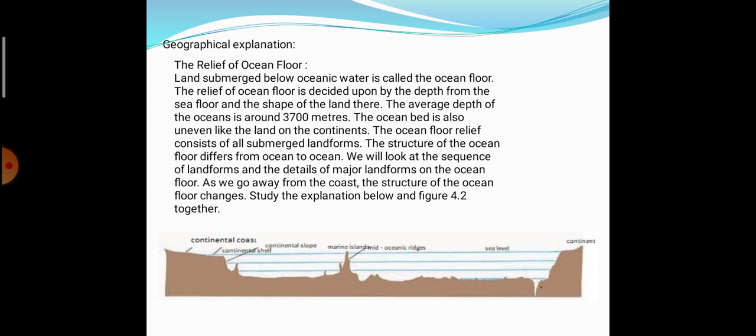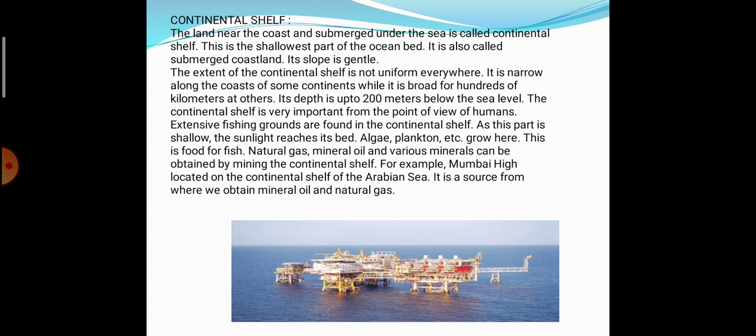So basically the landforms we are going to study in the ocean relief are the continental shelf, continental slope, marine island, mid-oceanic ridges, and also abyssal plain and marine trench, which is not labeled in this. So we are going to study basically the continental shelf, continental slope, abyssal plain, the mountain ranges and the plateaus in the ocean relief, marine deeps and marine trenches. So let's begin with the continental shelf.